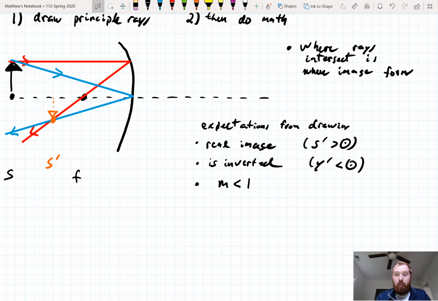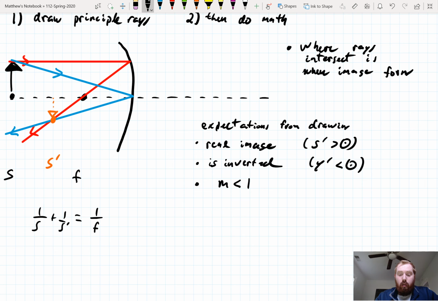Well, let's do some math. 1 over S plus 1 over S prime equals 1 over F. Some of you might recognize that this looks like similar formulas to when we did resistors in parallel or capacitors in series. It is a very similar formula. They come from different physical principles. The similarities just come from the geometry of how these things are combining.